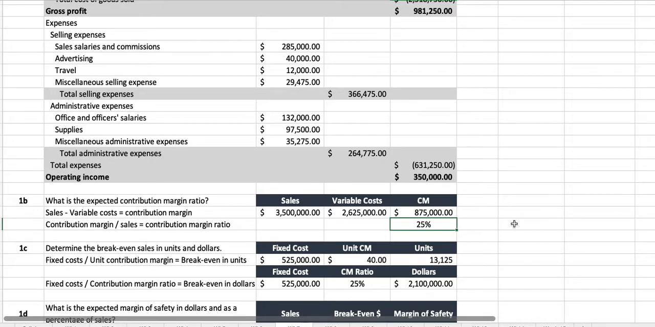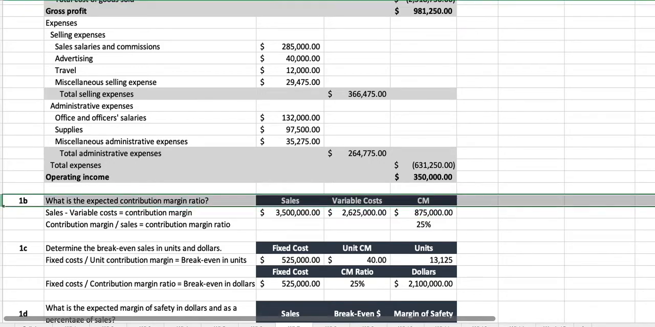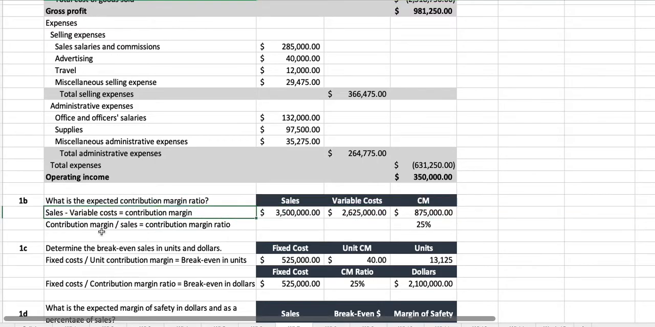Many businesses are going to use this ratio when they're calculating the impact of accepting a special order, or whether they want to discontinue a product or service. All right, so let's go ahead and calculate the expected contribution margin ratio. So our formula for this is just to take our sales and subtract our variable costs, and that gives us this interim calculation of contribution margin.